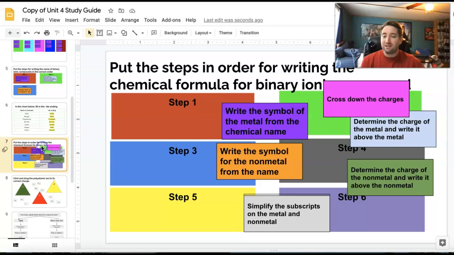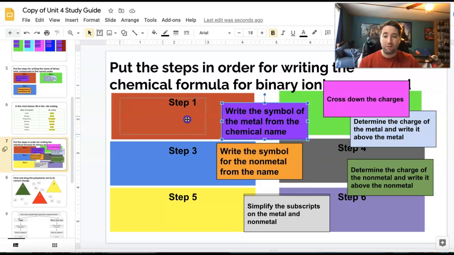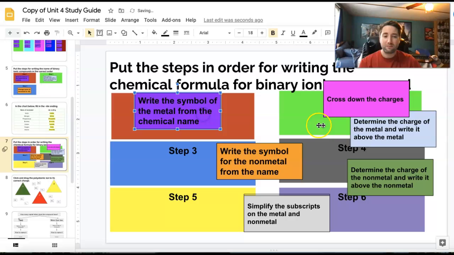All right, so going to the next slide, number 7. It says, put the steps in order for writing the chemical formula for the binary ionic compound. All right, so we've got 6 steps here. Yikes, this is a lot of reading here. All right, the first thing we want to do, when we write the chemical formula for the ionic compound, is write the symbol of the metal from the chemical name. So that's this purple one here. So I'm going to click and drag this one to here.